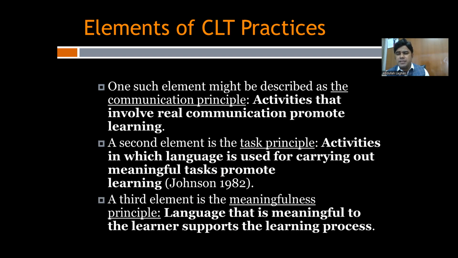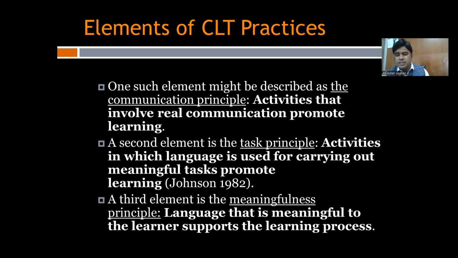One such element might be described as the communicative principle, in which activities that involve real communication promote learning. Number 2, a second element is the task principle. Tasks can be communicative, which are concerned with real life situations. Once the tasks are initiated in the classroom, they push students to initiate discussions and interactions with one another. Activities in which language is used for carrying out meaningful tasks promote learning.